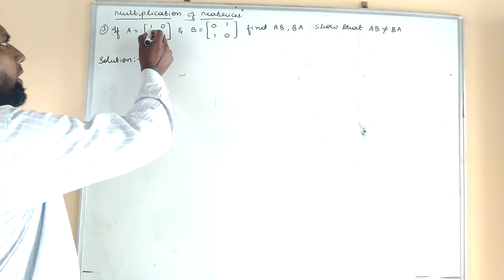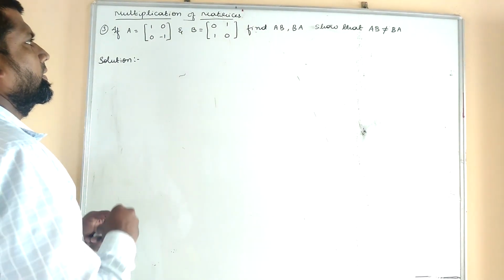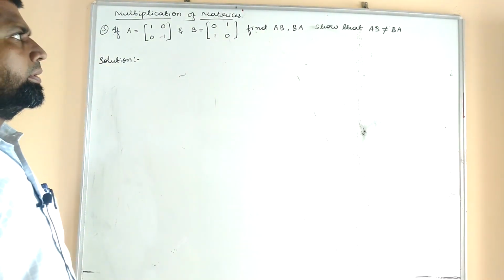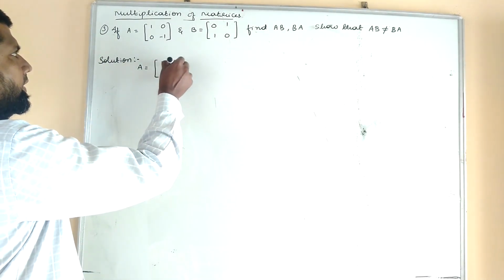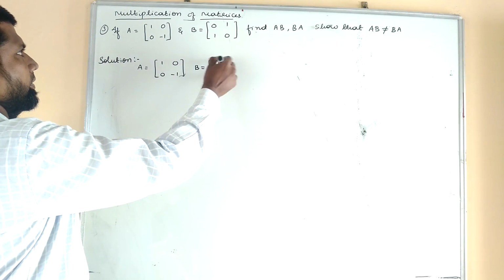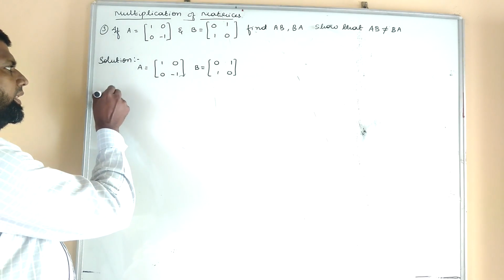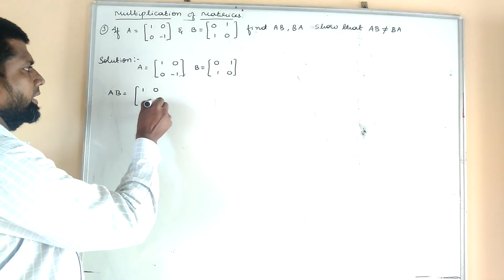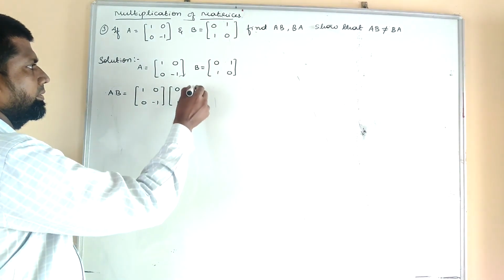If A is equal to [1 0; 0 minus 1] and B is equal to [0 1; 1 0], find AB, BA. Show that AB is not equal to BA. Solution. Let us take the given matrices A, [1 0; 0 minus 1], then B, [0 1; 1 0]. These are the two matrices. Let us find first AB. AB is equal to A, [1 0; 0 minus 1], then B, [0 1; 1 0].